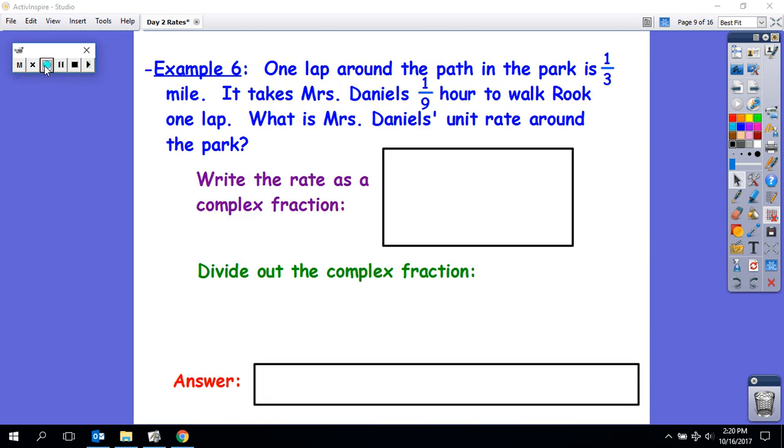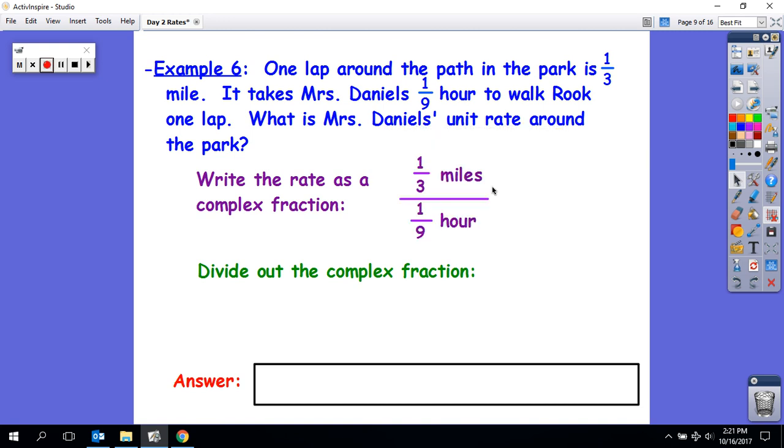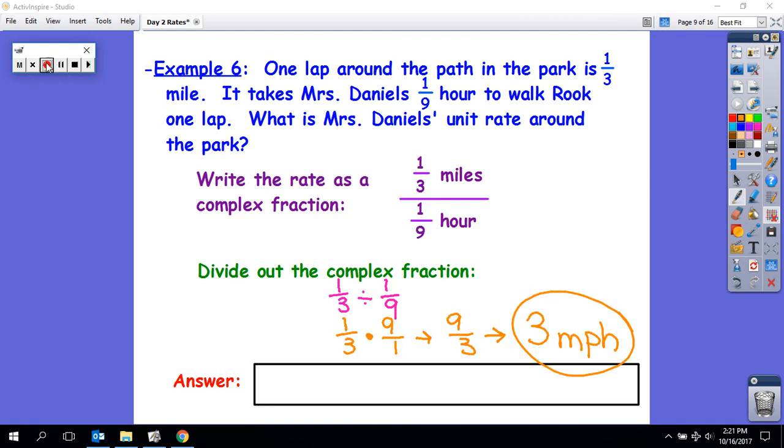1 lap around the path in the park is 1/3 of a mile. It takes Mrs. Daniels 1/9 of an hour to walk Rook 1 lap. What is her unit rate around the park? Whenever we're dealing with miles and hours, our unit rate is always going to be in miles per hour. So miles will go on top and hours will go on bottom. Now, if you notice, there's 2 different fractions, and that's okay. We simply make a complex fraction, and then we divide it out. 1/3 divided by 1/9, and then you're going to keep, change, flip. And you get your final answer of 3 miles per hour.